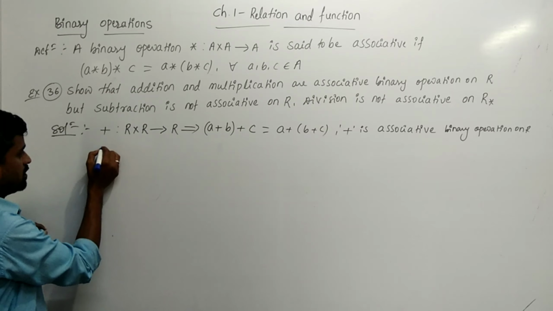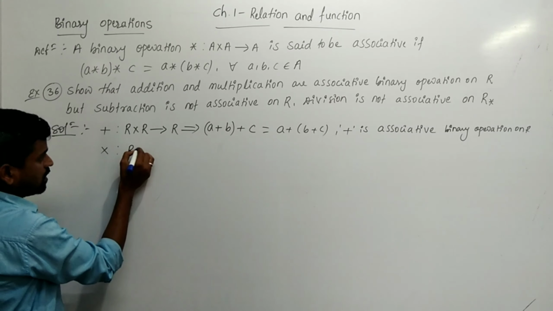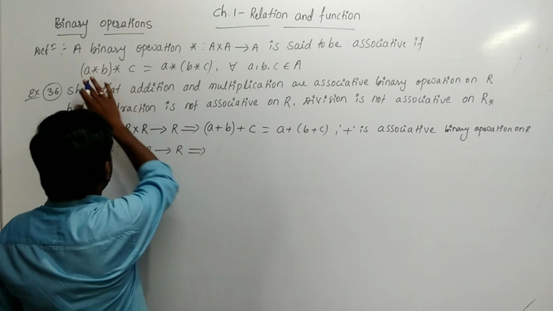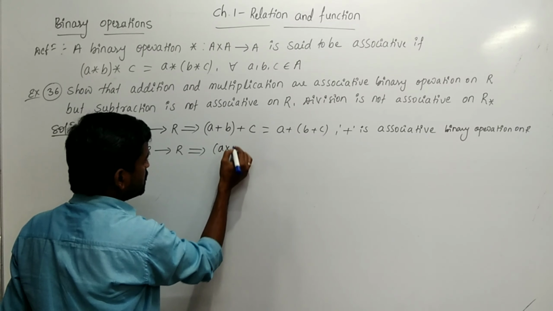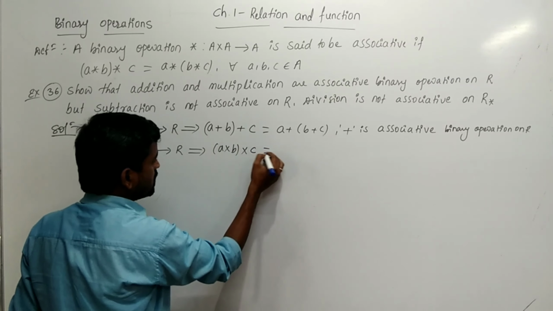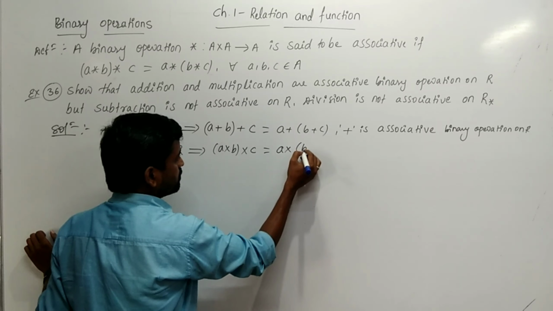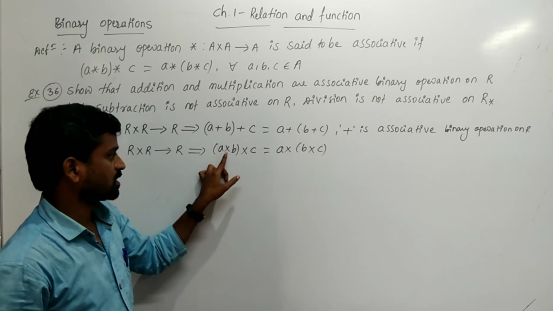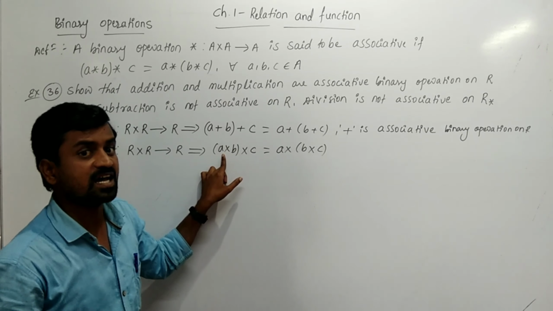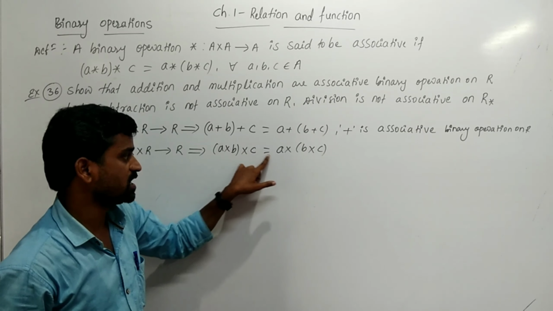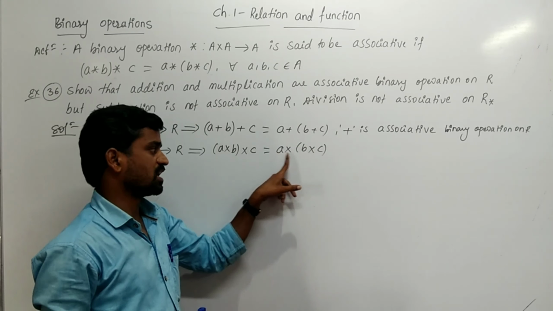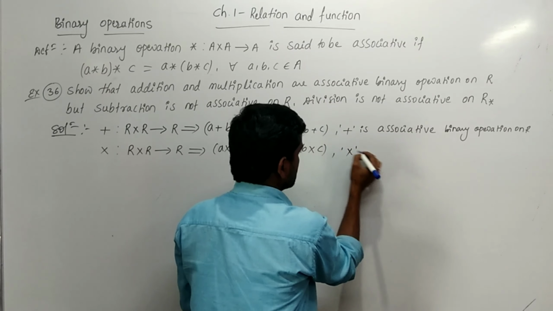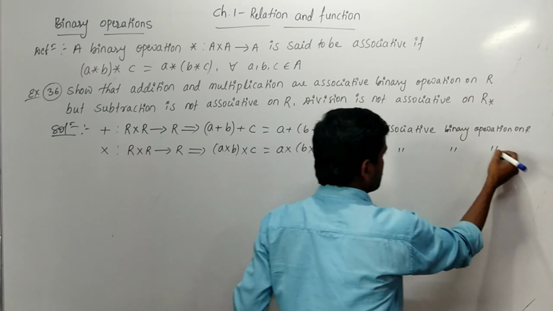Then multiplication into such that R cross R to R implies A star B, A into B into C equal to A into B into C. The star is on multiplication. A into B into C equal to A into B into C. Multiplication is associative binary operation on R.